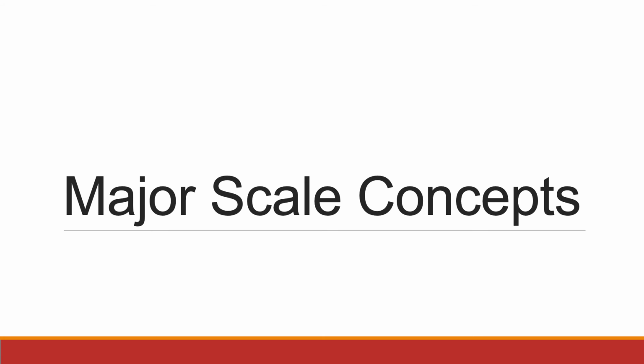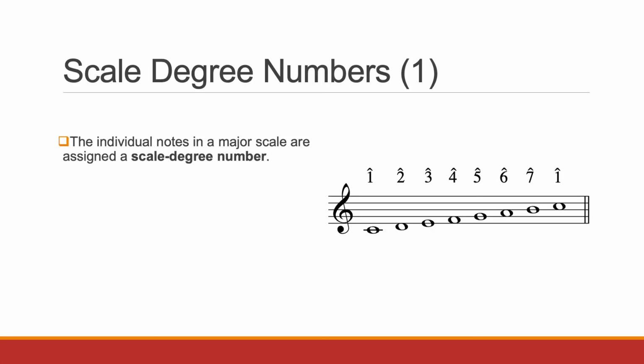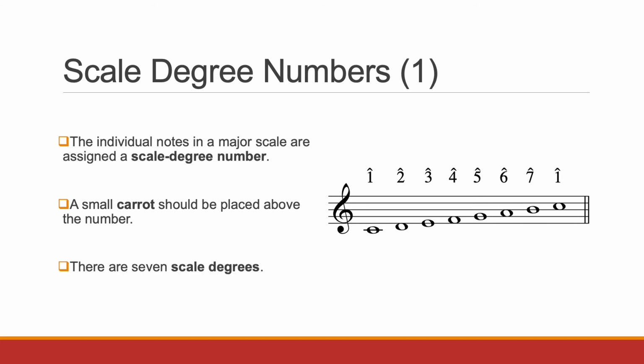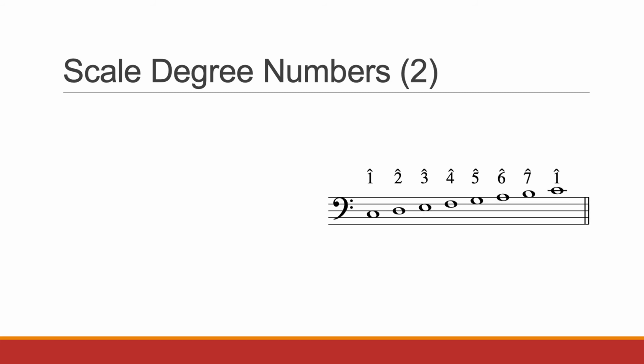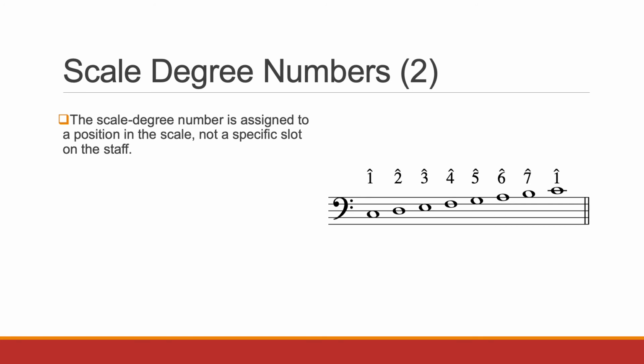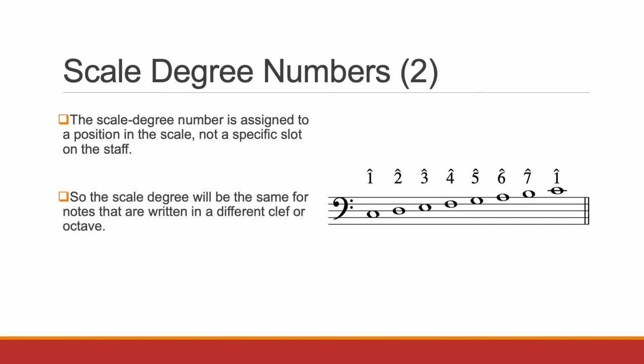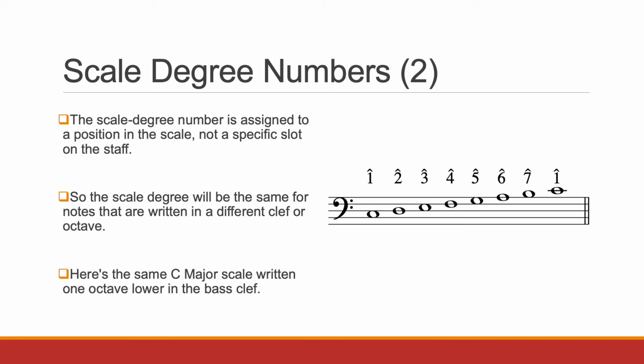Major scale concepts. Scale degree numbers. The individual notes in a major scale are assigned a scale degree number. A small caret should be placed above the number. There are 7 scale degrees. Scale degree numbers 2. The scale degree number is assigned to a position in the scale, not a specific slot on the staff. So the scale degree will be the same for notes that are written in a different clef or octave. Here's the same C major scale written 1 octave lower in the bass clef.